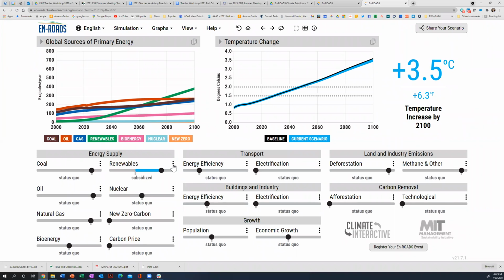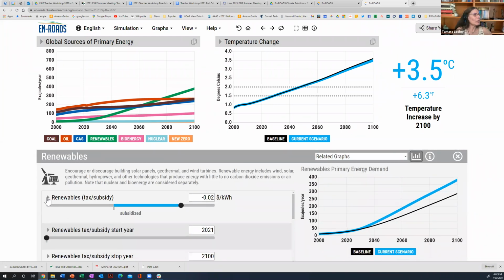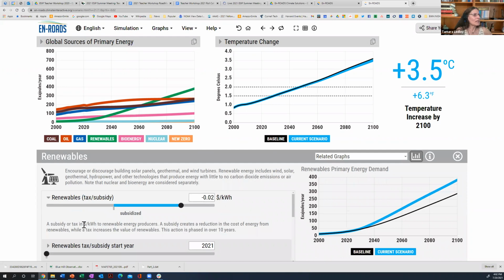My question was, when you say subsidize, does that include offering subsidies to the population, or is it just to technology? So we can look under here. This subsidy means you're subsidizing so that it's 2 cents per kilowatt hour less expensive. And it's to the renewable energy producers, so it's not to the people that you are asking about.